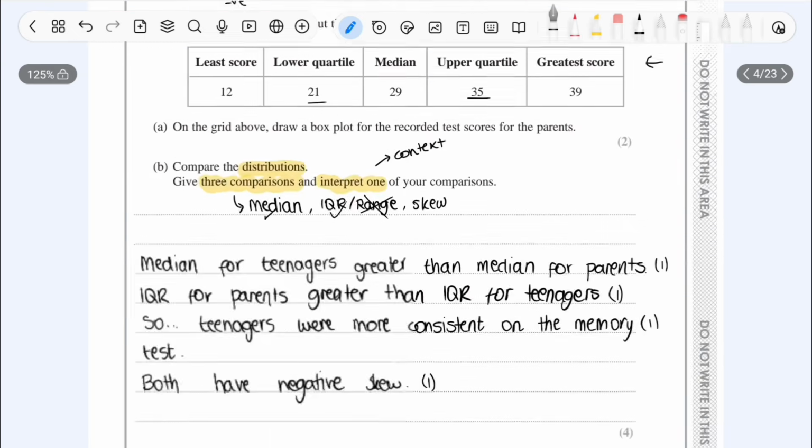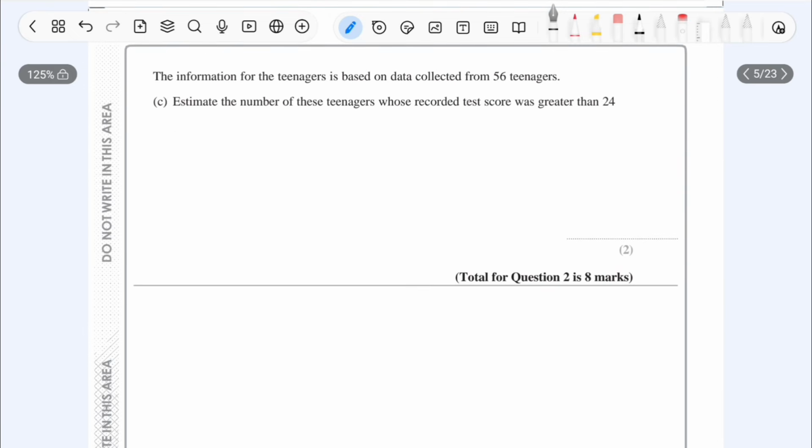So we know that if we're looking for the estimate for the number of teenagers who scored greater than 24, or greater than the lower quartile, we know that 75% of teenagers scored greater than 24. And now we can use that information and find that of the 56 teenagers, 3/4 or 0.75 of these scored greater than 24. And I'll just type this into the calculator. 42.